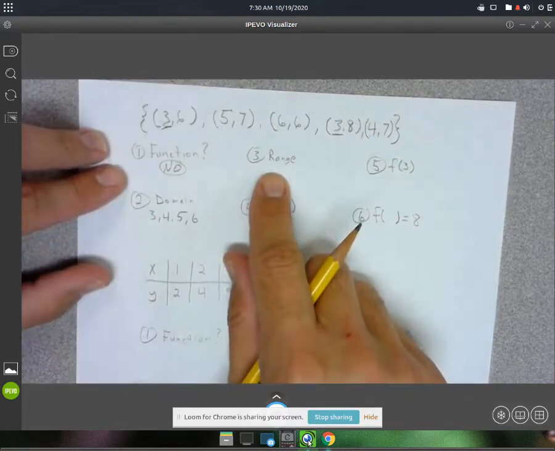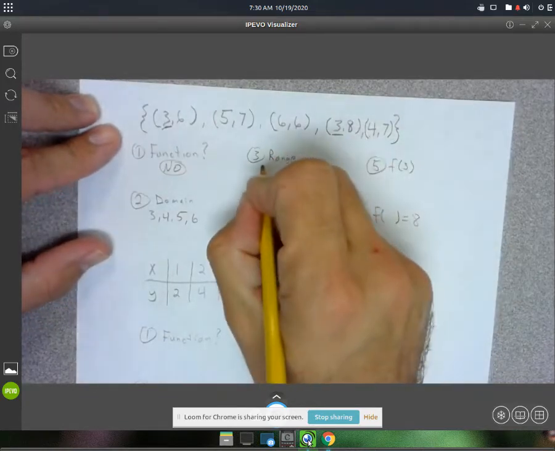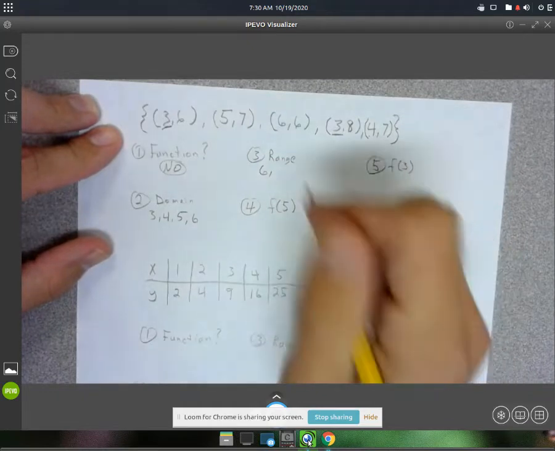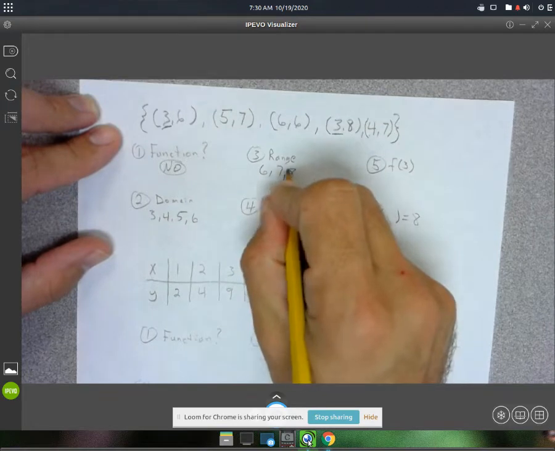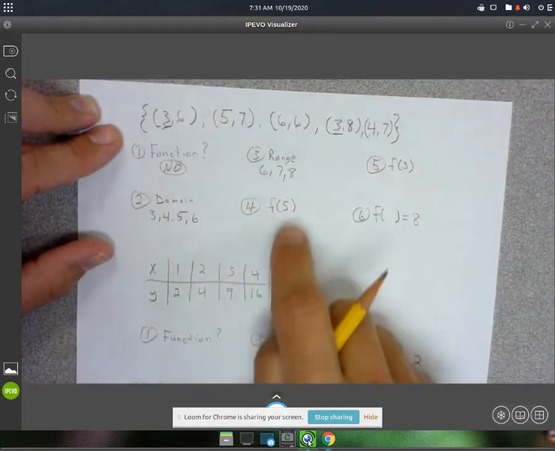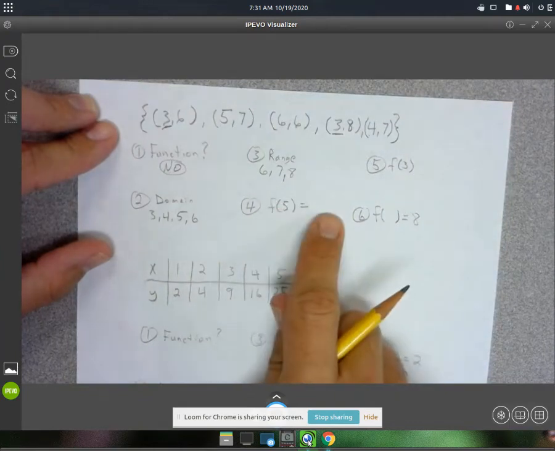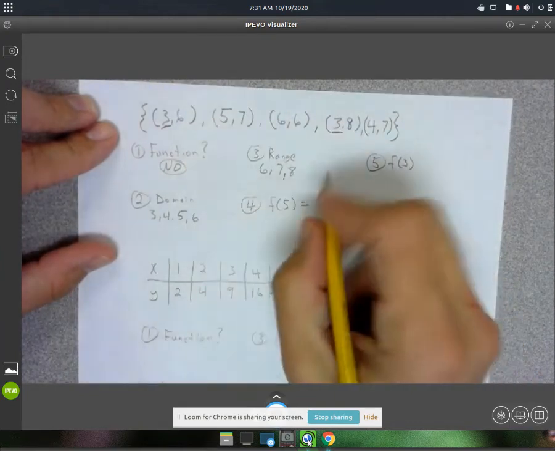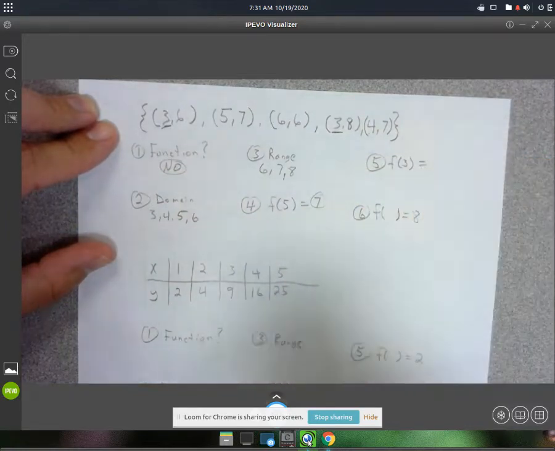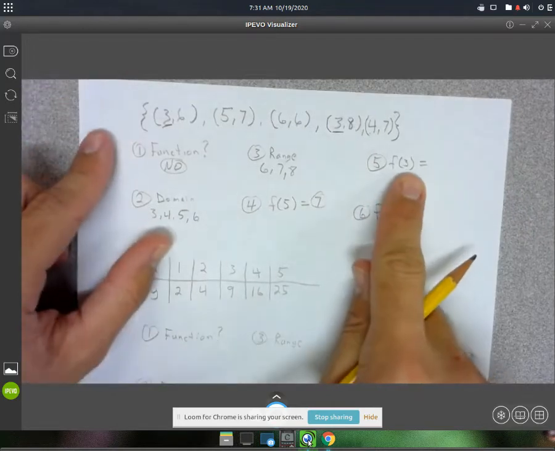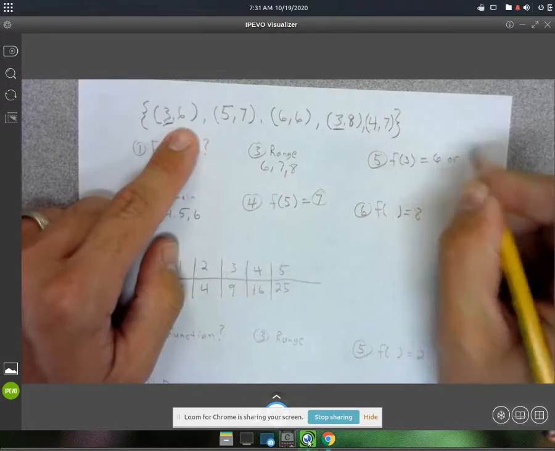Your range are all of your outputs or your y values. Looks like 6 is there, 7 is there, and 8 is there. That's your range. f of 5. So when you plug in 5, what value do you get back? You get 7 back. All right, and then f of 3. So f of 3, this is the reason why it's not a function, because f of 3 could give you 6, or it could give you 8.